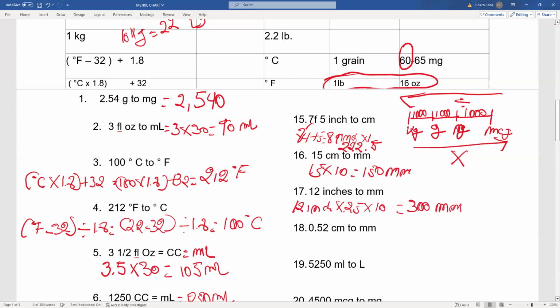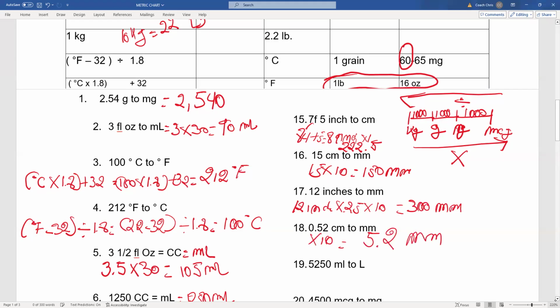Okay, let's look at 0.52 centimeter to millimeter. We know 1 centimeter equals 10 millimeters. So here you just have to multiply by 10 because to go from centimeter to millimeter, you have to multiply by 10. Millimeter back, you divide by 10. So 0.52 multiplied by 10, you have 5.2 millimeter.